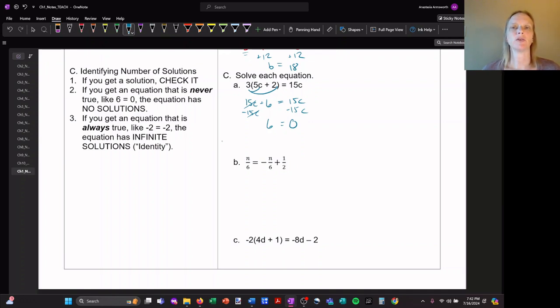I am left with an equation that is false because my equation says 6 equals 0, and that is not true. That is never true. When this happens, your equation actually has no solutions. An equation with no solutions is just that. There are 0 solutions. No matter what value you plug in for c, this equation can never work. So that's one type of answer that you can see.